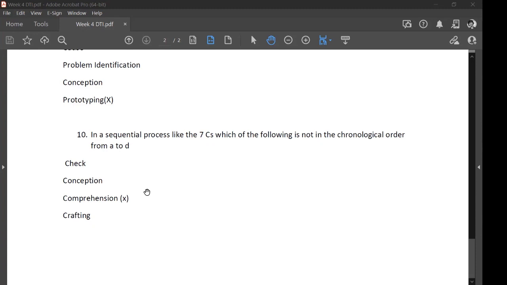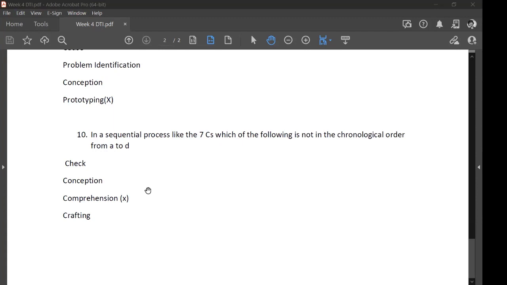Let's go to question 10. In a sequential process like the Seven Seas, which of the following is not in chronological order from A to B? The options are check, conception, comprehension, and crafting. If you remember, comprehension actually comes before conception, right? You need to comprehend the whole design brief before you can start conceptualizing and coming up with a design. So comprehension is in the wrong logical sequence. The check, which I think he was referring to as the context, is in the correct place. After that comes comprehension, and then conception, which is basically the whole designing process, and then crafting is prototyping after that.